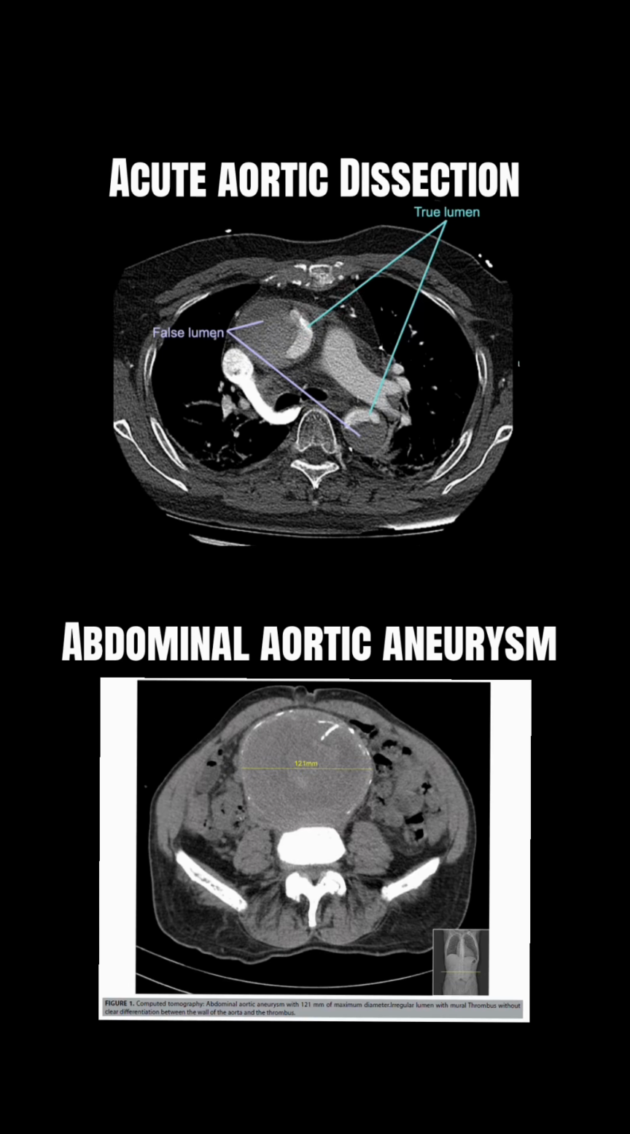Okay, and what can be the complication of aortic dissection? It can be aortic regurgitation that can present with worsening chest pain, hypotension, and pulmonary edema. And you're also going to hear the murmur, so remember that.